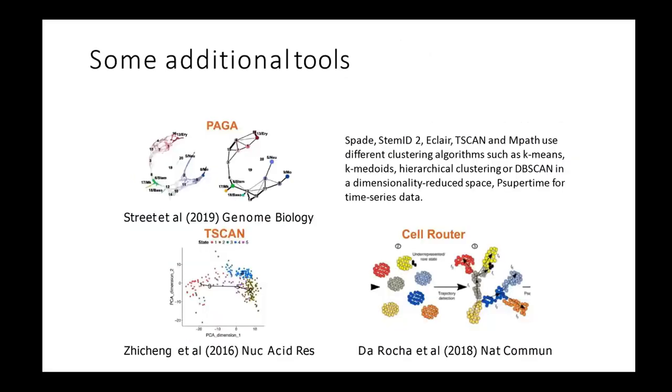So there are quite a lot of additional tools here. I listed some, but these are methods that work a little bit differently. Some are working on k-means, some are working on DBSCAN at the beginning for the clustering, and then the links between the clusters are always about proximity in space. One of the methods I would like to mention is SuperTime, because it was specifically developed for time series data and generates a pseudotime on time series data. So this is quite interesting. If you do have time series data in your hands, you should look it up.